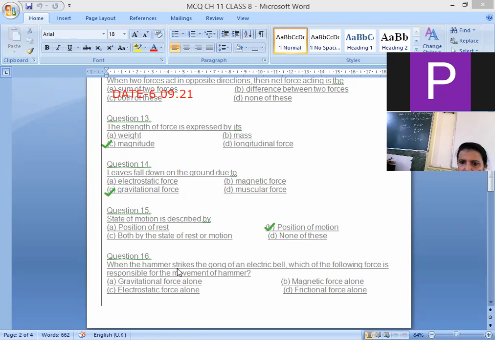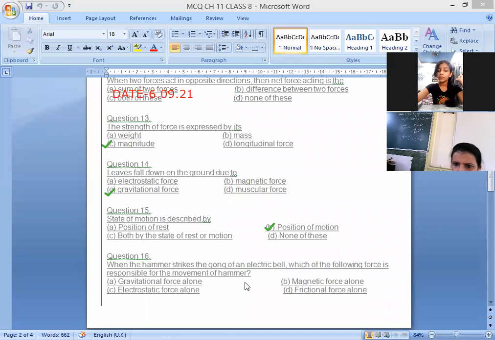Question number 16. When the hammer strikes the gong of an electric bell, which of the following forces is responsible for the movement of the hammer? So which force is responsible? Yes, Prateksha? Magnetic force alone. Magnetic force? Yes, because when a hammer strikes the gong of an electric bell, magnetic force comes into play. It's not magnetic, it's electrostatic, beta. It's not magnetic because a magnet is not there. It's an electrostatic force. For some time it comes into play.